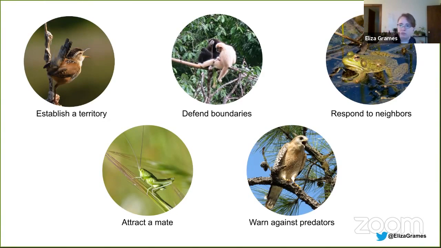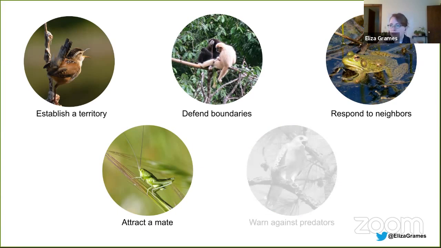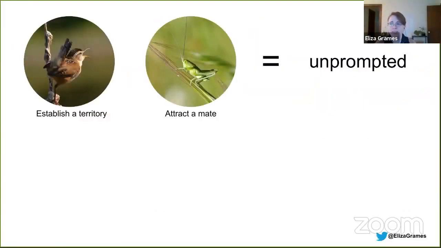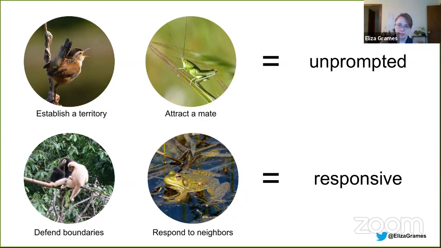I'm going to focus on the first four of these types of signals because in terms of predators, you really need to know whether or not there is an external threat or predator that an animal would be warning about in order to understand what's going on with that behavior. But the other four, we can broadly group into two general classes. Establishing a territory and attracting a mate both respond to a signal from a neighbor or another individual.